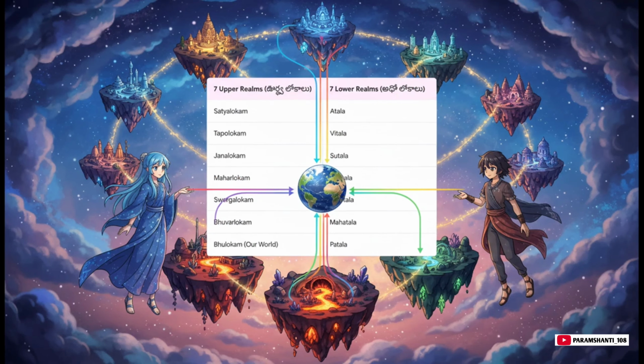And here it is. This is the cosmic map, laid right out. And notice how perfectly balanced it is. You've got 7 upper realms, the Urdhva-lokas, and 7 lower realms, the Adho-lokas. And what's sitting right there in the middle, connecting everything? Our world, Bhulokam. This model literally places humanity at the very heart of its cosmic architecture.